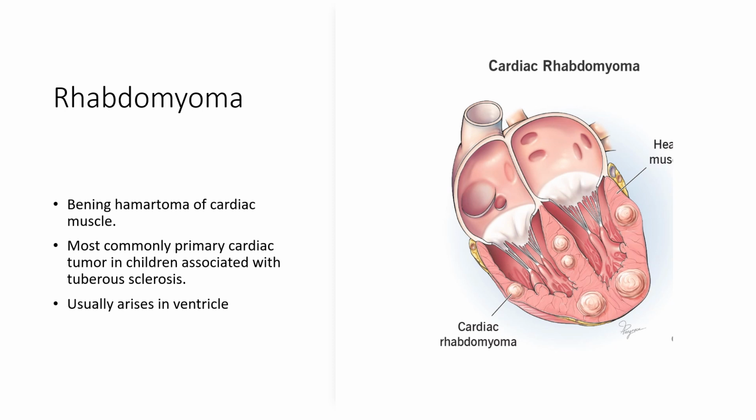Coming to the last type of tumor, rhabdomyoma. In this case, there is a benign hamartoma of cardiac muscle. As you can see in this diagram, this depicts the cardiac rhabdomyoma. It is the most common primary cardiac tumor in children, associated with tuberous sclerosis. This point is very high yield, and is often tested in the USMLE. It usually arises in the ventricle, as you can see in this diagram, where all these bumps arise in the ventricle.